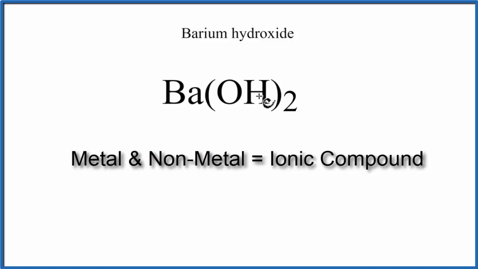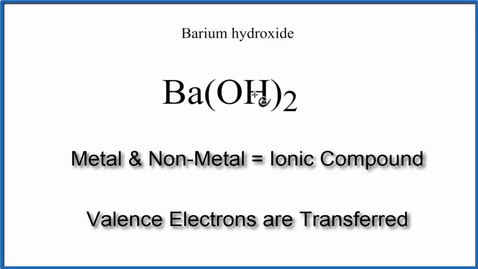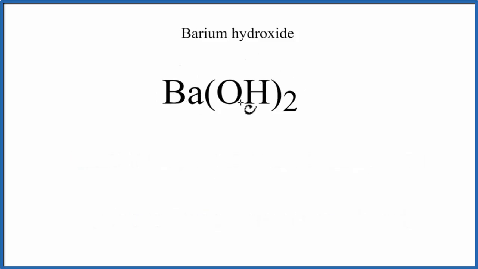Because we have a metal and then we have nonmetals, we have an ionic compound, and the metal will transfer electrons to the polyatomic ion. We go to the periodic table. Barium is in group 2. It has a 2+ charge.